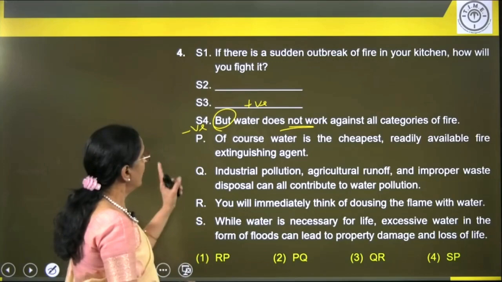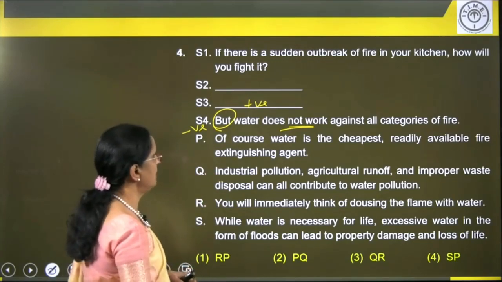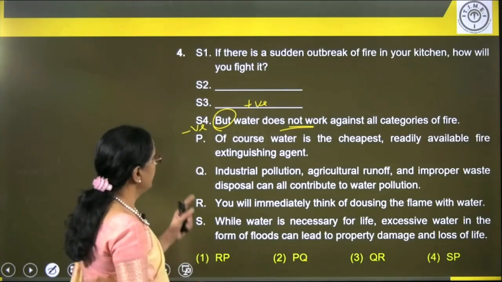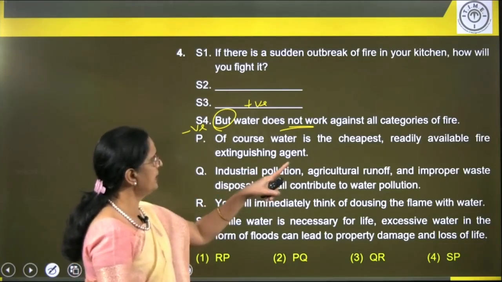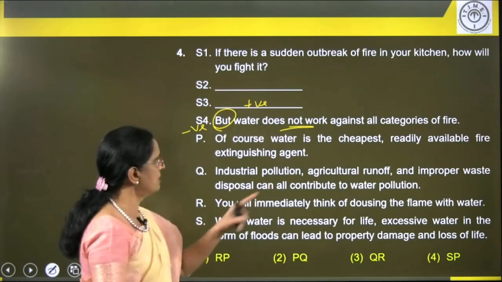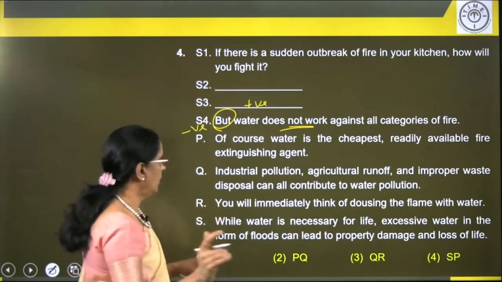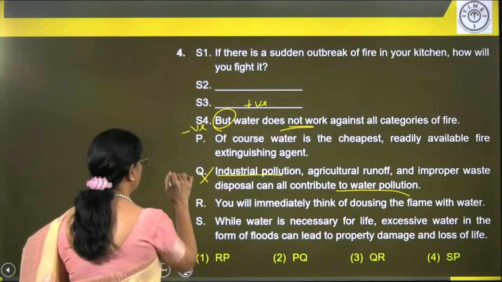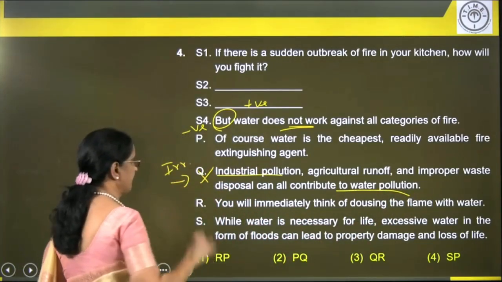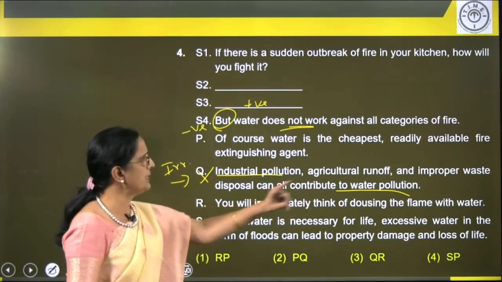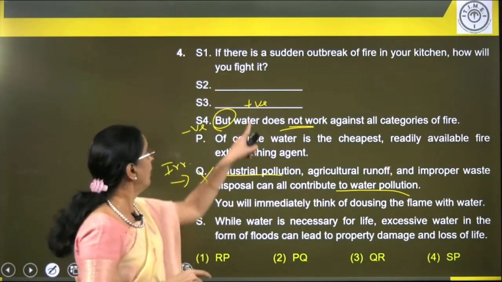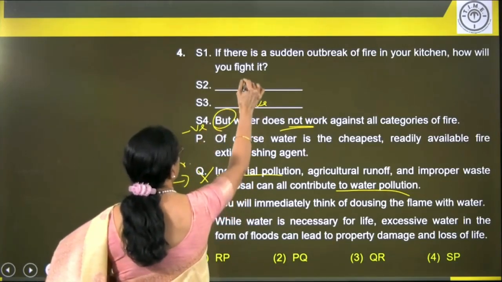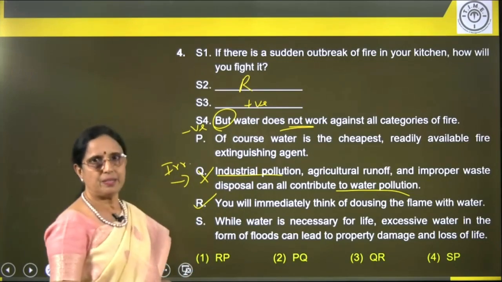Go on. Of course, water is the cheapest readily available fire extinguishing agent. Okay. Industrial pollution, agricultural runoff and improper waste disposal can all contribute to water pollution. Outrightly irrelevant. Right? We are not talking about pollution. Irrelevant. You will immediately think of dousing the flame with water. That's what we thought. Agree or not? So what do? R is correct and R is the second statement.